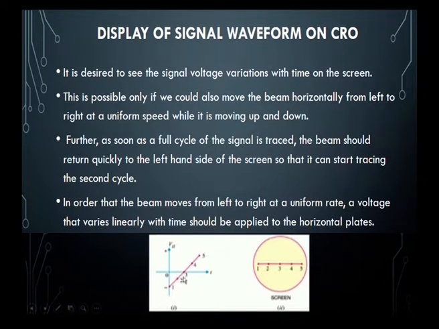This is the input signal we applied to the horizontal plate, the sawtooth wave. If a sawtooth wave is applied to the horizontal plate, we get a horizontal line on the screen. How it appears: it starts with a very high negative voltage. As time increases, the negative potential decreases and the line on the screen moves from left to right, from division 1 till division 5. So, this is how we get a horizontal line on the CRO with the help of the sawtooth wave applied to the horizontal plate.